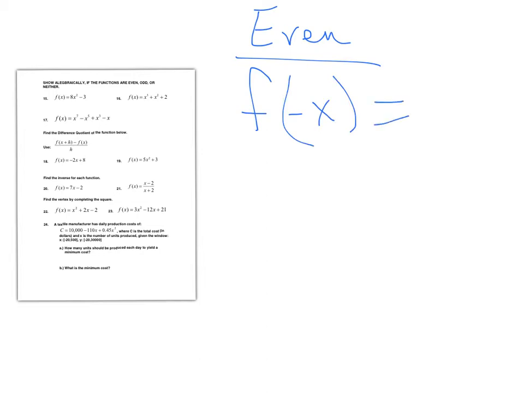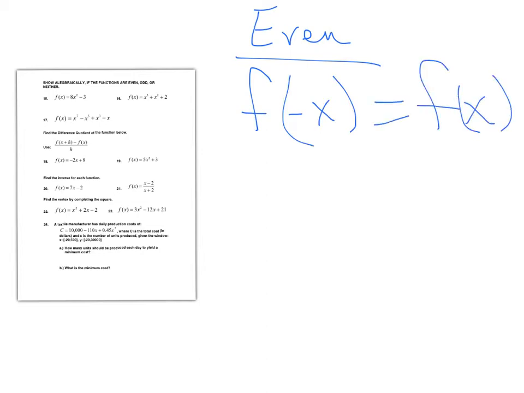In order to do that, we need to remember a few things about even and odd functions. First off, even functions. How do even functions behave? An even function, if we look at it graphically, is going to be symmetrical about the y-axis. And how does that translate algebraically? That means that f of negative x is going to equal f of x.